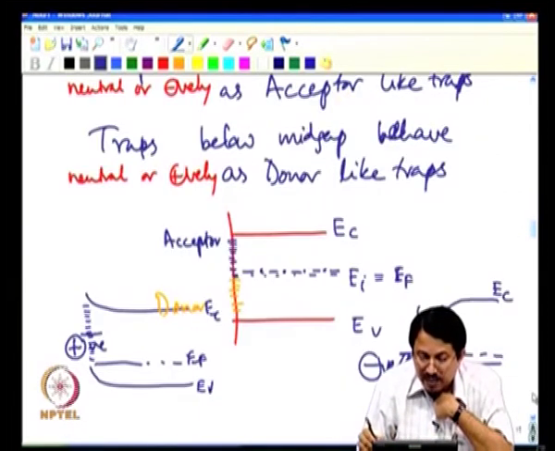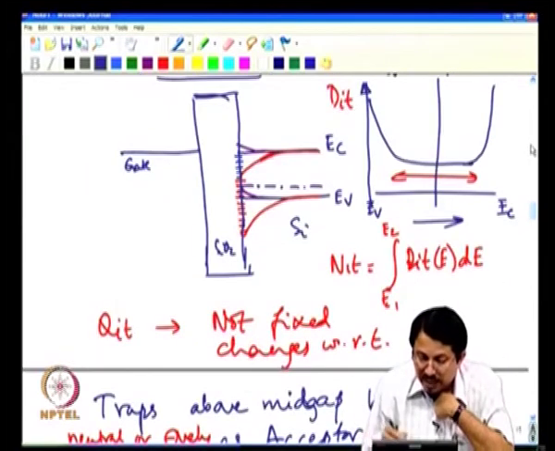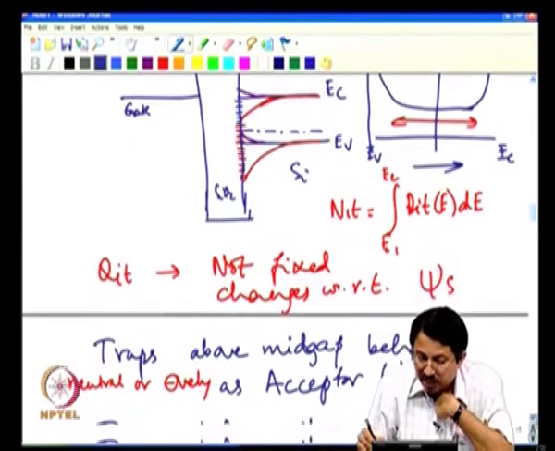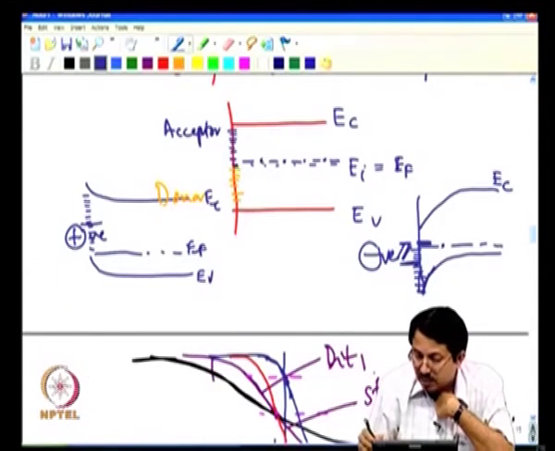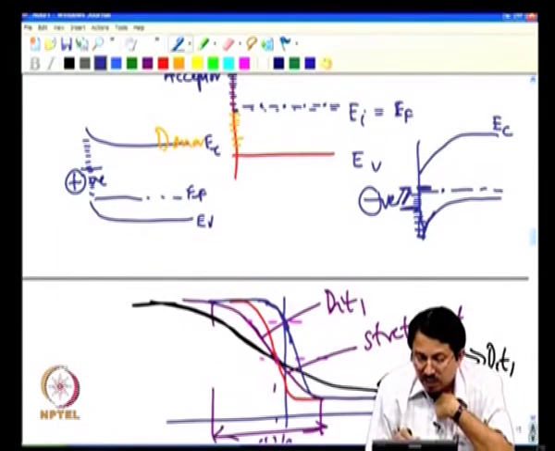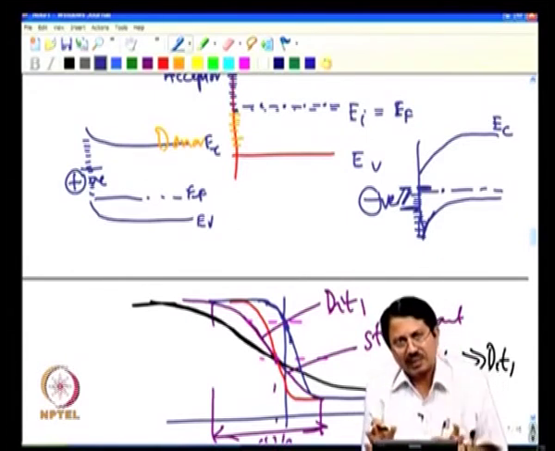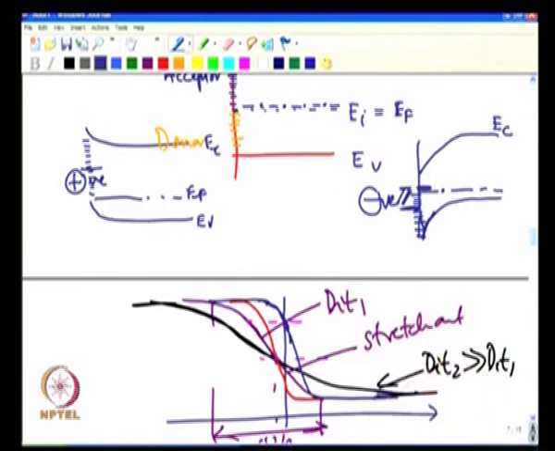And given that, if we go with this model that above mid gap is acceptor and below mid gap is donor like, then the CV will essentially stretch out with the pivot point being out here. CV will always stretch out in presence of interface traps. Where the pivot point is depends on where the charge neutral condition is. Here we have said charge neutral condition is at mid gap.